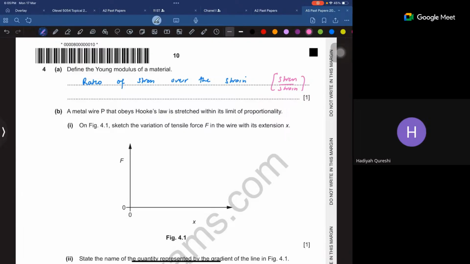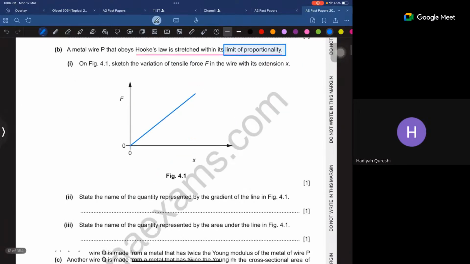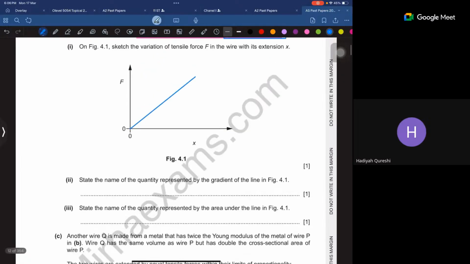So it obeys Hooke's law, stretching within this. What's happening? It should be a straight line, and it must pass through the origin, no curve, because it is within the limit of proportionality. Then it says name the quantity represented by the gradient. It has to be the spring constant. Then it says state the name of the quantity represented by the area under the graph. It is going to be the elastic potential energy.